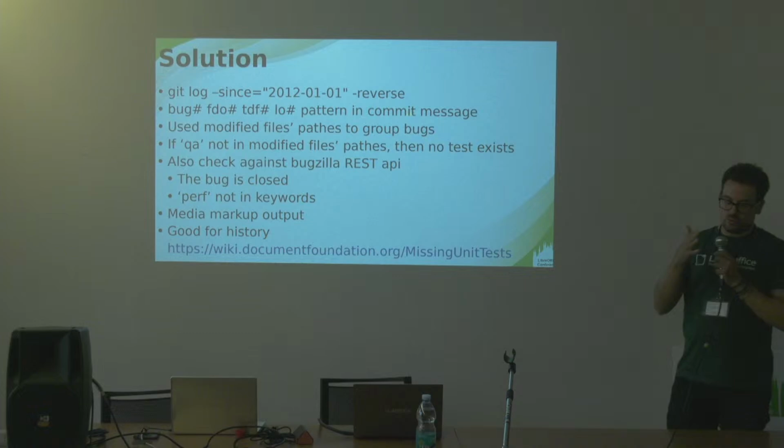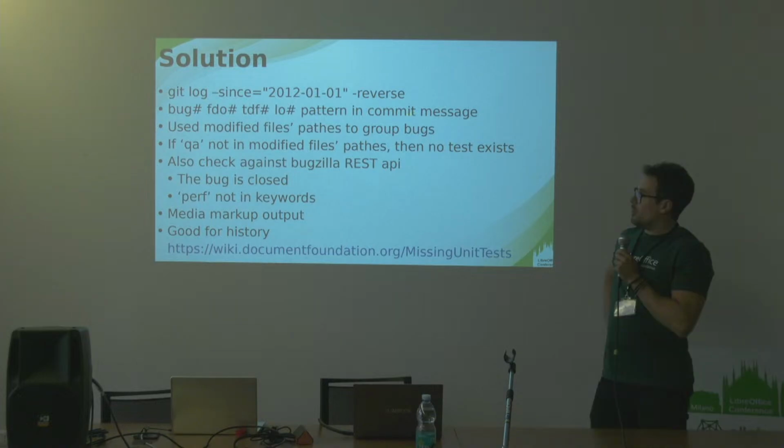So the way for me to know if there was a unit test or not was to do it in reverse order, and then the script looks for the pattern. Nowadays we use the TDF pattern, but in the past we also had FDO or bug or LO, and then for each commit, we check the modified files in that commit.